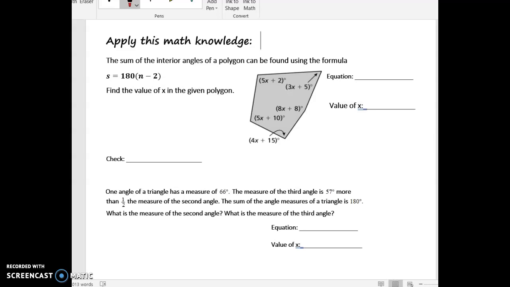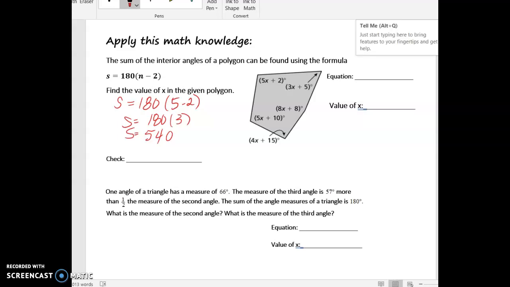So the first thing I'm going to do is plug in 5 in place of n and figure out the answer. So 5 minus 2 is 3. So it's 180 times 3, which is 540. That means the sum of my angle measures for this entire figure should be 540. So remember, I'm going to take all of these angle measures and set them equal to the 540.